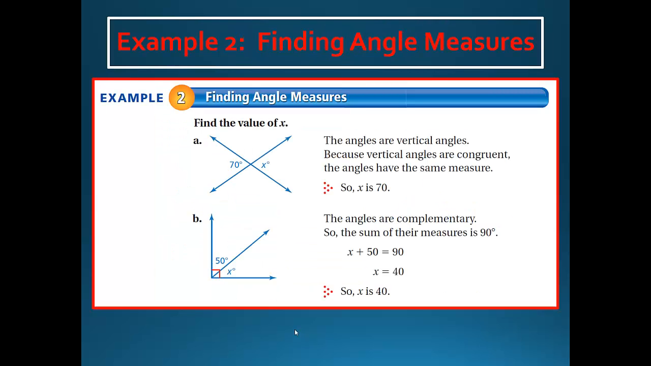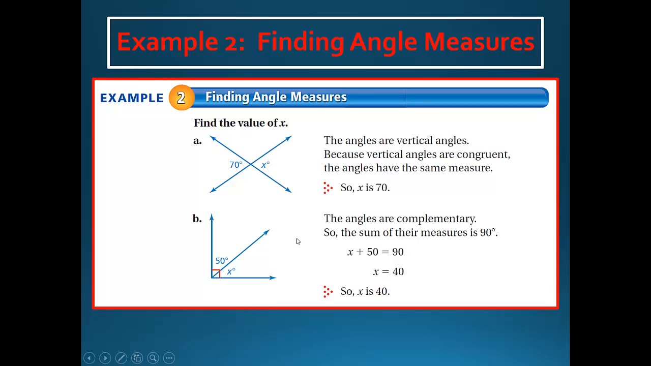For our second example, we're finding angle measures. We're going to find the value of x. The angles are vertical angles, so 70 degrees and x degrees are vertical angles. Because vertical angles are congruent, the angles have the same measure. So x is equal to 70 degrees.